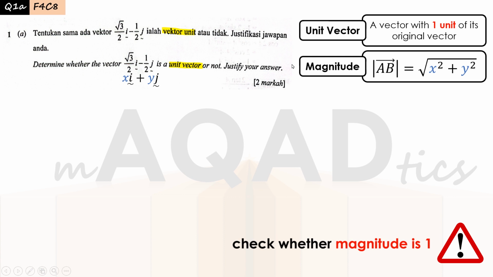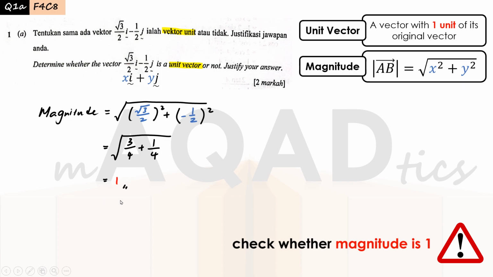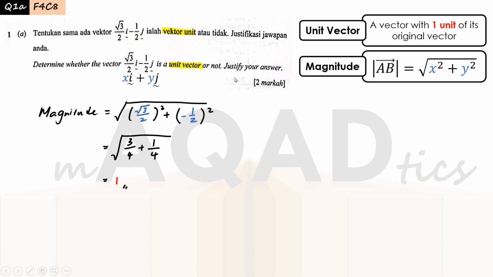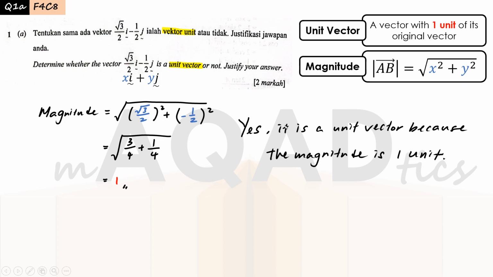Alright, so let's do this. Magnitude, we sub the values of x and y, square root 3 over 2 and negative 1 over 2, square them, add them up together, square root, and then you will calculate that the final answer is 1. So this means that this vector is a unit vector. Then we need to justify our answer, so we can write a simple conclusion. We can say that yes, it is a unit vector because the magnitude is 1 unit.